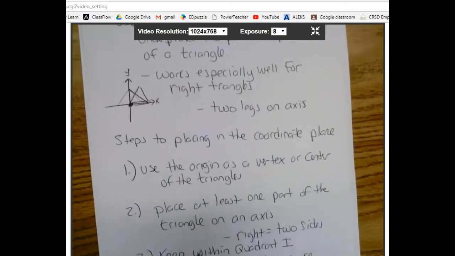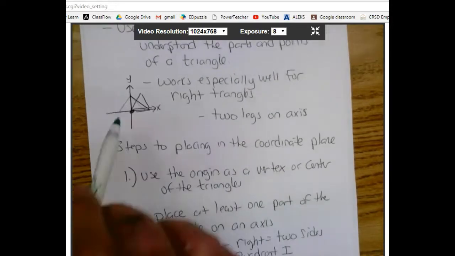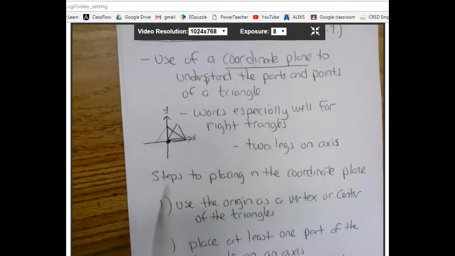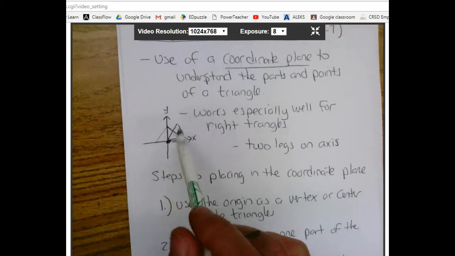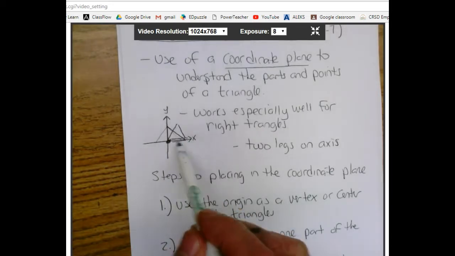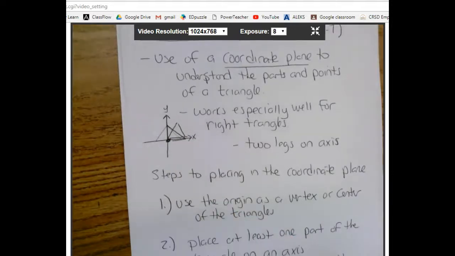And then we try to, if we can, place at least one part of the triangle on an axis. So here we have the right triangle. You can see we can do two sides. But even if we have an equilateral or an isosceles triangle, even though these two legs aren't going to work, the base will. And it will sit right on the x-axis, okay? So keep that in mind.